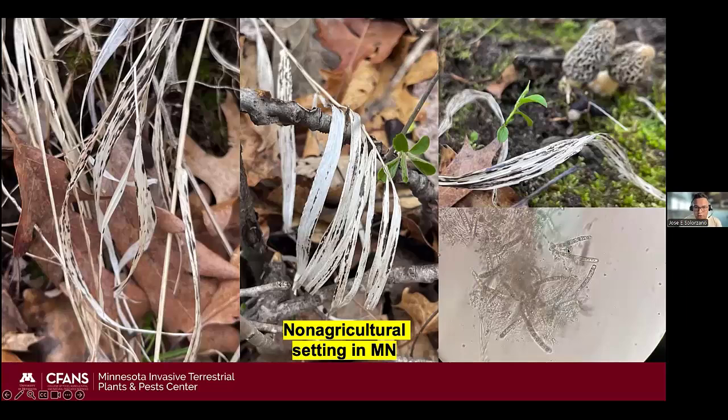So if you see the structures right here on the lower right corner of your screen, you see these banana-shaped structures. These are asci, or ascus in singular, and they have ascospores inside. So for us, this is a first confirmation that these might be Phyllachora species, and this is before we do the molecular analysis.